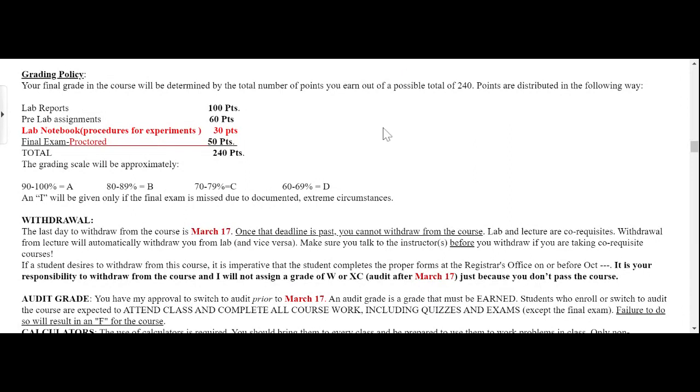No questions? Okay. Lab reports: you have 10 experiments, that means 10 lab reports and 10 pre-labs. Each lab report is about 10 points, and each pre-lab 6 points. So 60 points in total for pre-lab, 100 points total for lab reports, and 30 points in total for the lab notebook.